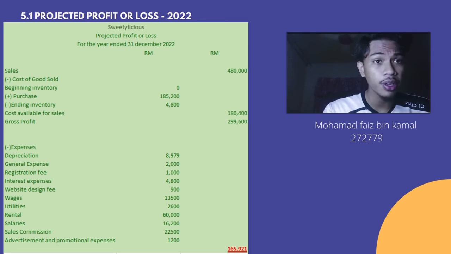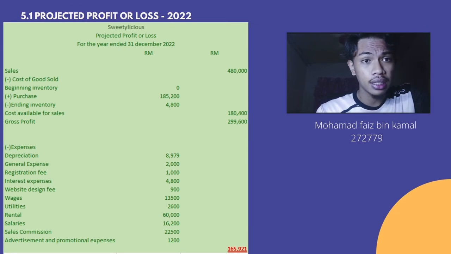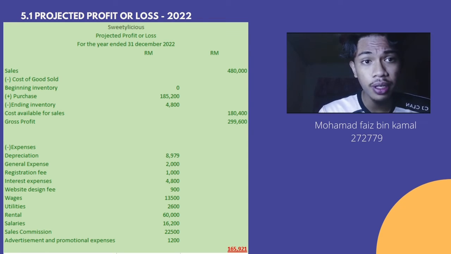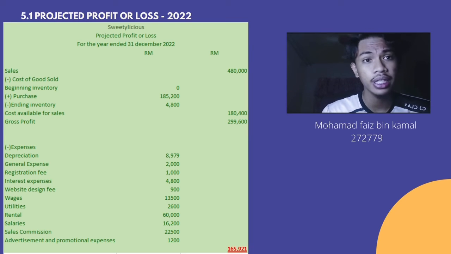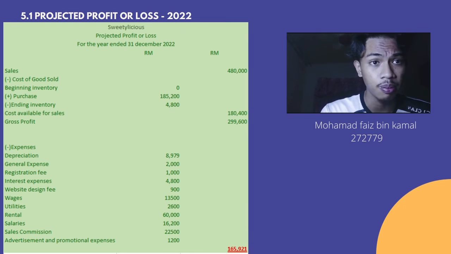Next, we will go to the profit or loss for Sweetylicious for 2022 and 2023. After we calculate the profit or loss for 2022, we also state some adjustments. The first one is depreciation, set at 6% on the cost of equipment and vehicles on a straight-line basis. The second one, general expenses include other equipment, utilities, supplies, and postage. The third one, interest expense is set at 3% on the bank loan. And then we have a profit of RM165,921.